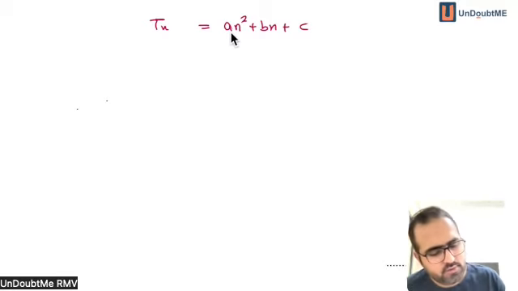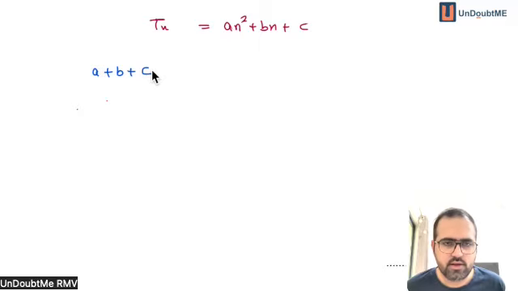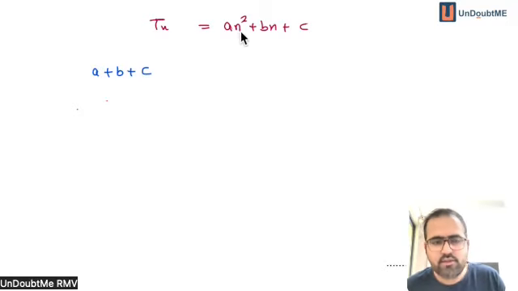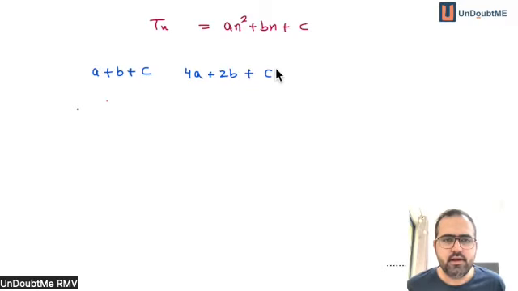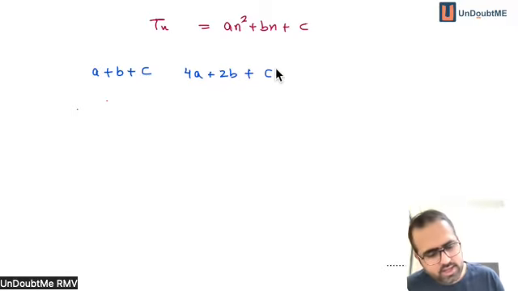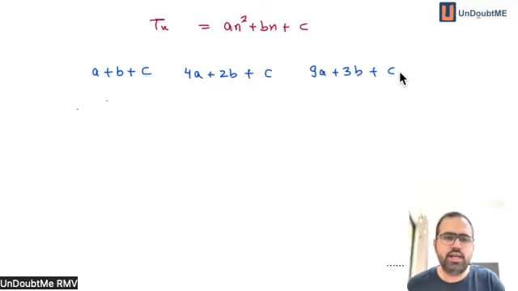If I put the value of n as 1, my first term will be a plus b plus c. Is that okay? Then, if I put n equal to 2, the term will be 4a plus 2b plus c. If I put n as 3, then it will be 9a plus 3b plus c. And so on, it will go like that. You keep on putting n values, you will get different terms.